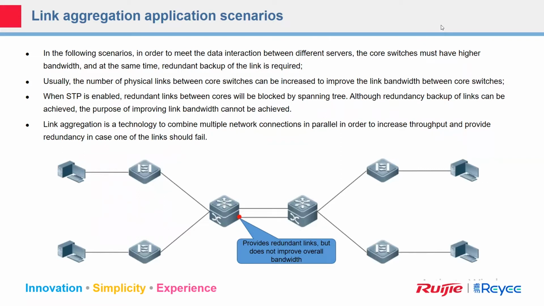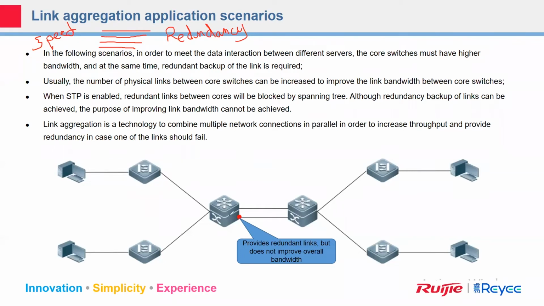For link aggregation, link aggregation is aggregating multiple links connected between switches in order to have redundancy, and more speed and more throughput. So what is link aggregation?